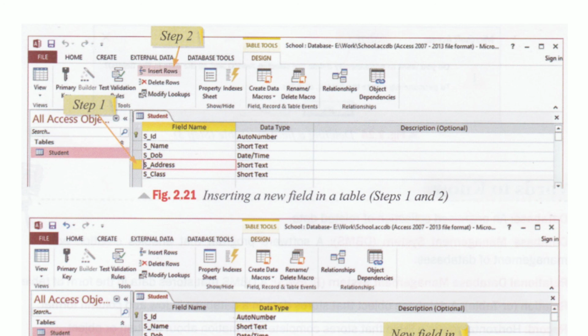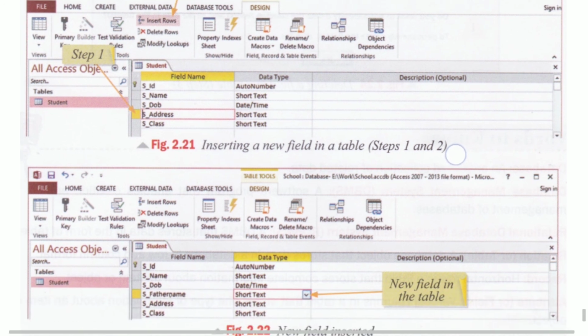As you can see on the screen, the new field named father name is typed and the data type short text has been set for that particular field. This was the step to insert a new field in a database in Microsoft Access.